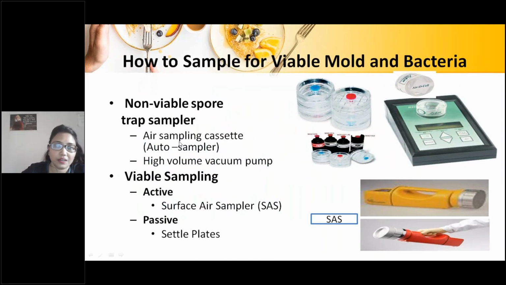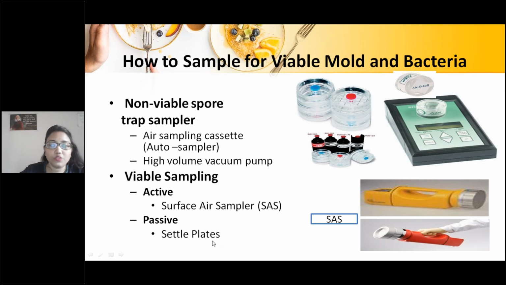So here you can see an auto sampler or a high volume vacuum pump is used, and a surface air sampler. So this is what usually nurses, the sisters who are in charge of infection control, they will go to different places, like they go to different wards, they will go to different OTs, and especially before and after fumigation, they will check. In OTs, it is very important. In labs, it is very important.